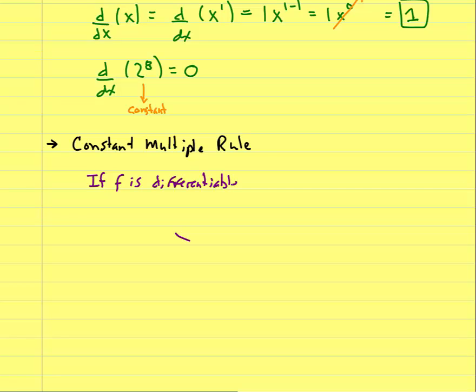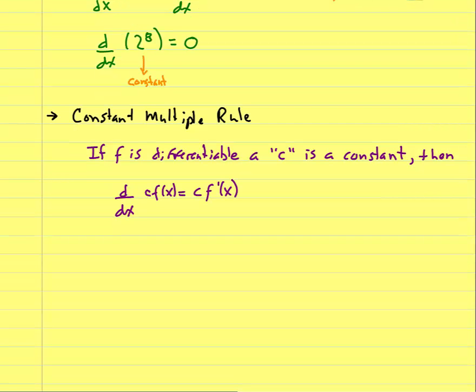So if my function is differentiable and c is a constant, what would I do if I took the derivative of c times f? What we know is the derivative with respect to x of c times f of x is equal to c, my constant, times the derivative of my function. So basically, when I look at this, I think just drag along the constant. That's all that you're doing here.